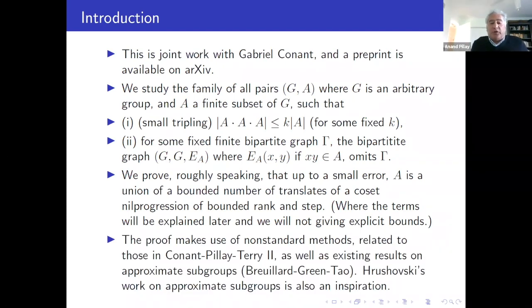Now the proof will make use of non-standard methods. This is the model theory content: the methods of the proof are non-standard, and I'll say later on what I mean by that. It's related to a certain paper by Gabriel Conant, myself, and Caroline Terry, called structured regularity for subsets of groups with finite VC dimension. It's about arithmetic regularity rather than this approximate business. It also uses existing results on approximate subgroups from Breuillard, Green and Tao, which themselves were developed out of Udi's work. Udi's work on approximate subgroups was also an inspiration. The whole technique of going to a non-standard model and performing a model theoretic analysis is kind of Udi's, so it's inspired by his work.